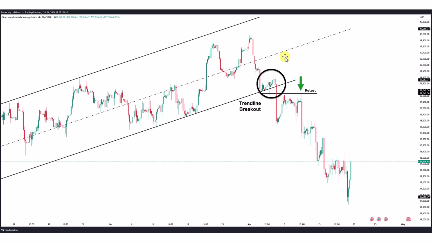Trendline breakouts are really common and I love to trade them because they help you find new trends very early on.